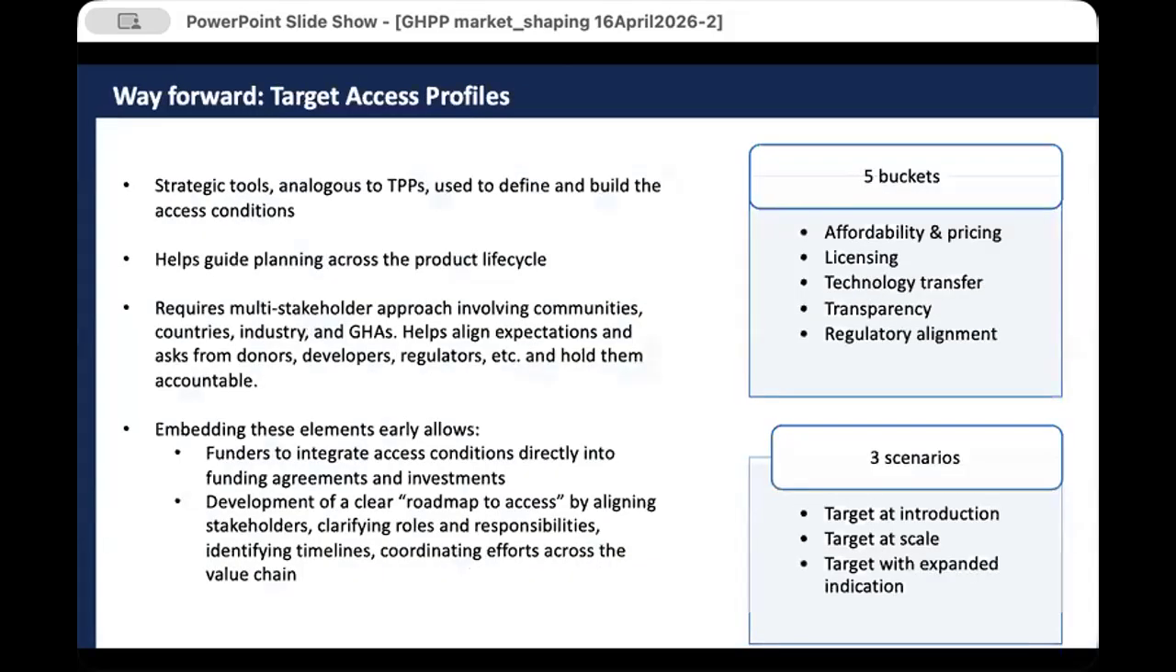Next. I just want to flag this target access profile. This was originally called for by my colleague Christophe Perrin at MSF, and Unitaid has really taken up the charge where they have been using target access profiles internally, but then as a point of coordination with other actors. So there are a number of buckets. There's a template in the extra slides, but the buckets go across affordability and pricing, licensing, tech transfer, transparency, and regulatory alignment across three scenarios, both at introduction, at scale, and if it becomes a wider indication, which often happens, for example, with drug-resistant TB drugs. I shouldn't say often, but has happened. Next.